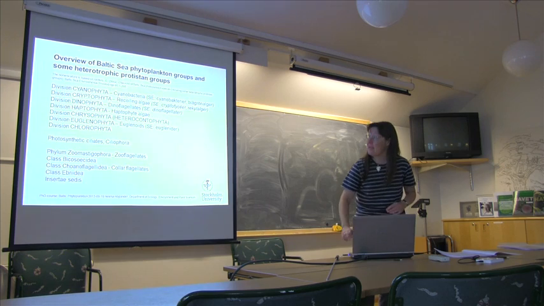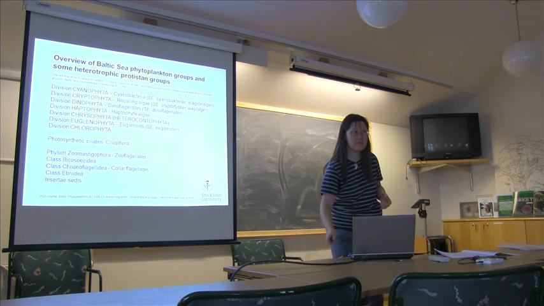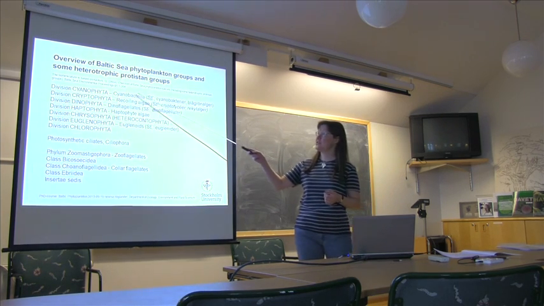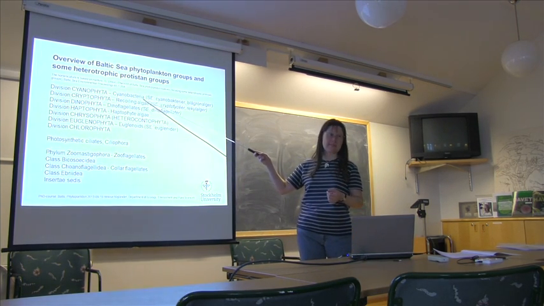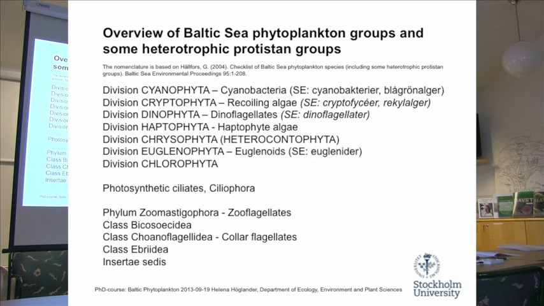And then a quick overview of the larger divisions we have of the Baltic phytoplankton. We have the Cyanobacteria. You have probably seen them as threads in your samples yesterday. And we have the Cryptophytes, they're usually small things. Dinoflagellates, Haptophytes, Chrysophytes. Here you have the Diatoms, Euglenoids, and Chlorophytes, including the green algae.